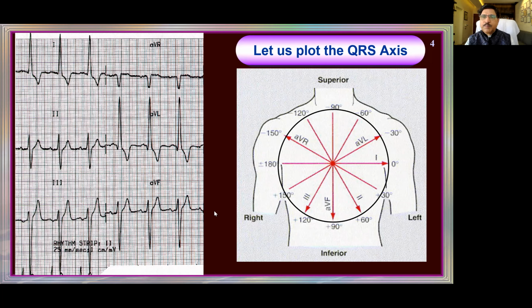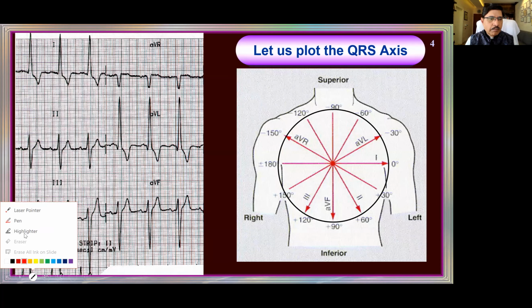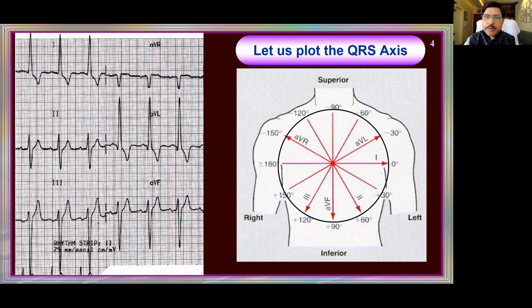What is my L2? This is my L2. Perpendicular to that is this one. So my axis is towards the left side, minus 30 or more that side. Okay, perpendicular to L2. Or I can take whichever is the tallest and see.